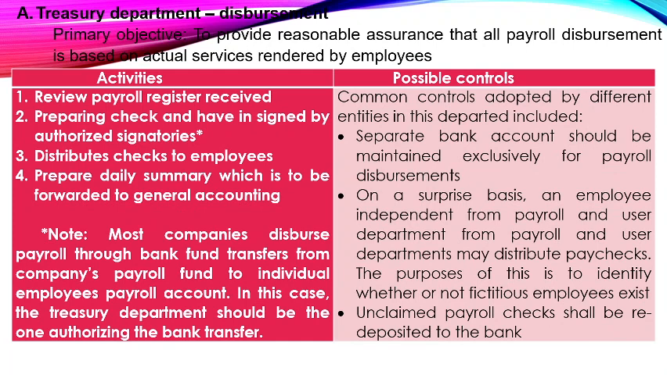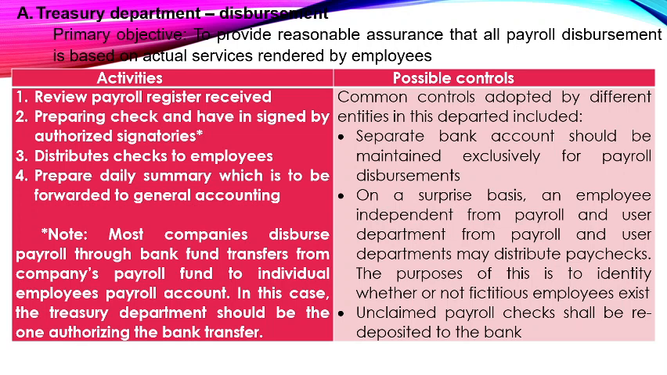The Treasury Department or the disbursement provides reasonable assurance that all payroll disbursements are based on actual services rendered by employees. So the activities here are: review payroll registers, prepare checks and have them signed by authorized signatories, distribute checks to employees, and prepare a daily summary which is to be forwarded to general accounting.